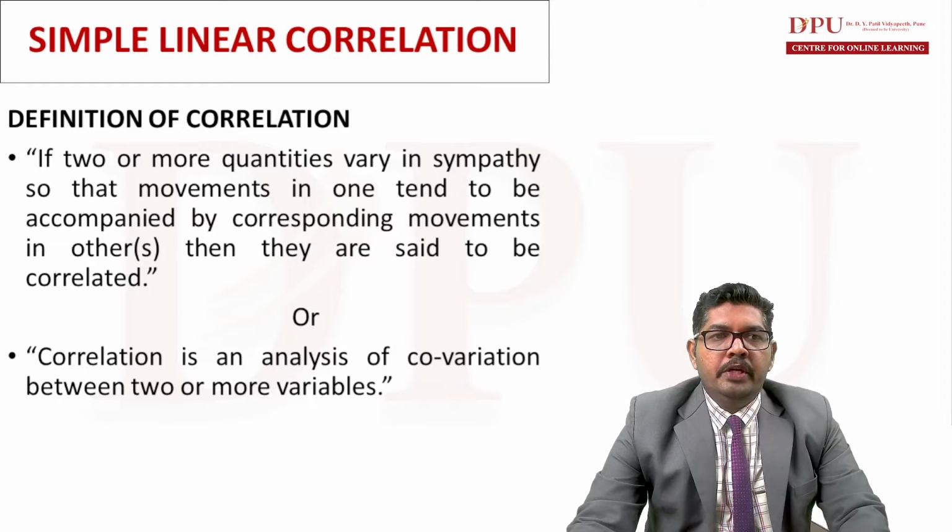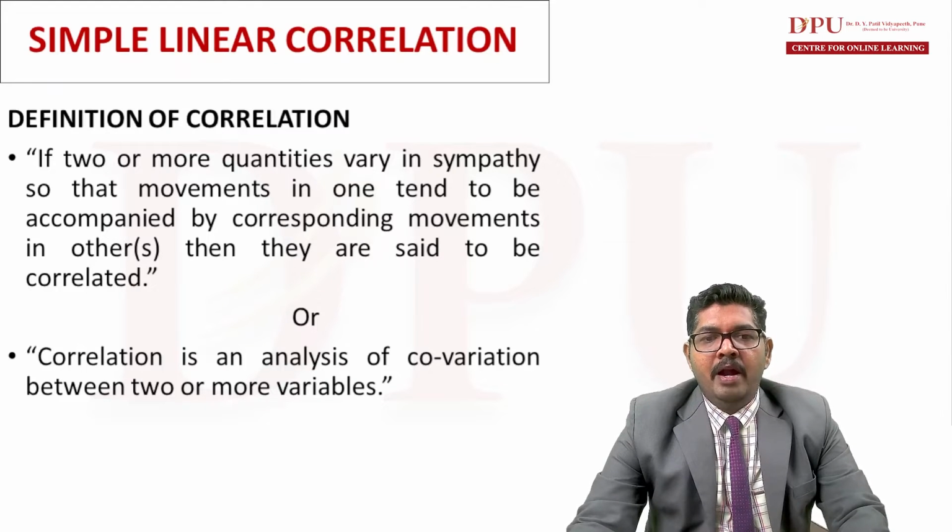Simple linear correlation. So definition of correlation: if two or more quantities vary in sympathy so that movement in one tend to be accompanied by corresponding movement in the other, then they are said to be correlated. So if there is a change in one variable, other variable also changes corresponding to the change in that previous variable, then these two variables are said to be correlated.